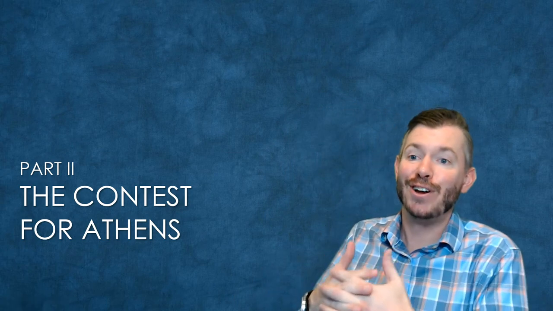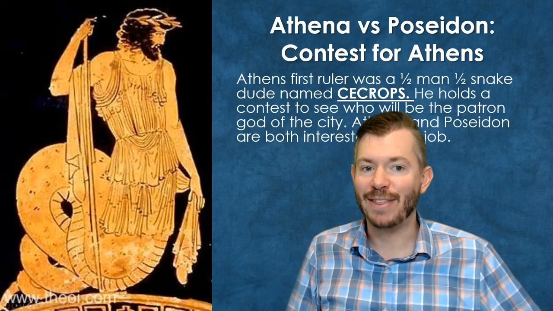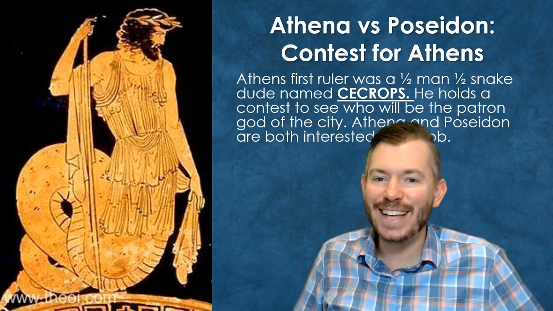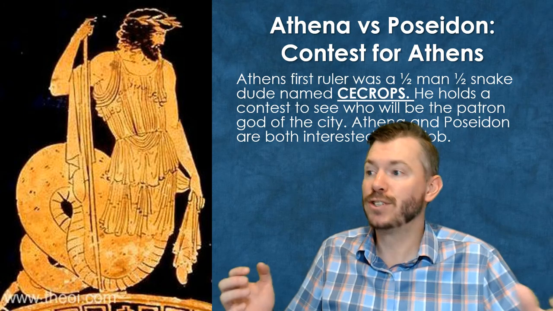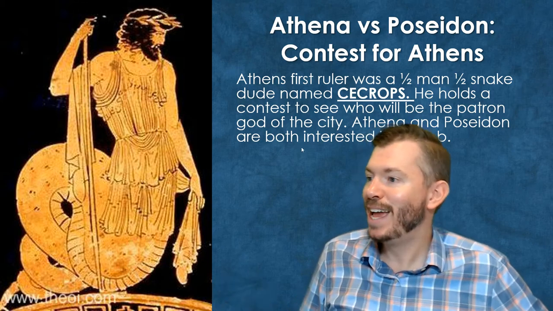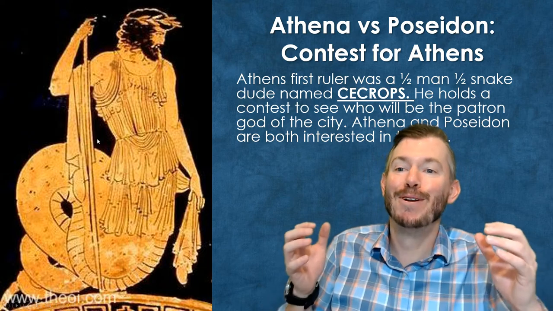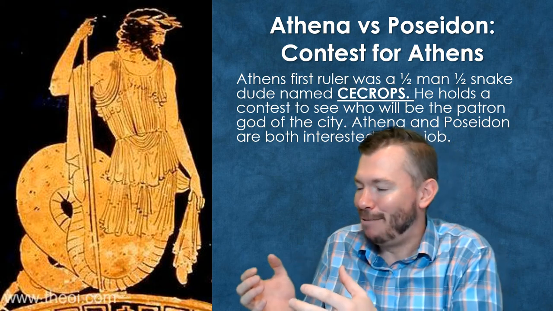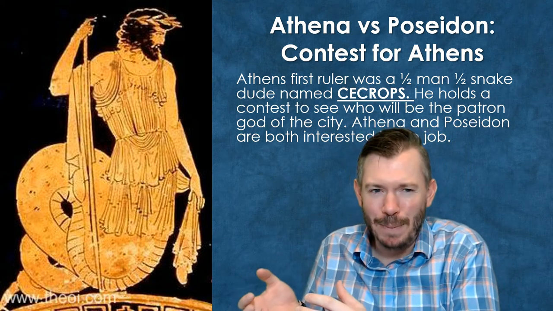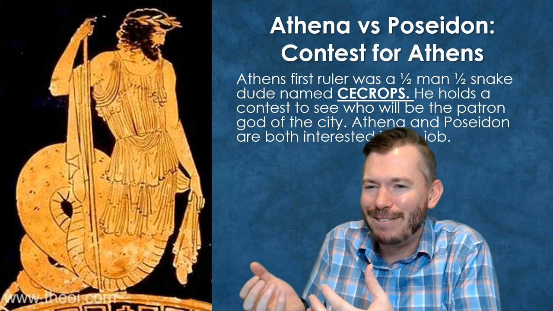All right, so let's take a look at where Athena and Poseidon kind of come together here, right? And this happens in the very early days of Athens, all right? And in the early days of Athens, we go back to the very, very first ruler of the city, this guy named Cecrops. And we can see a depiction of him over here. Now, Cecrops was a pretty weird dude, all right? So he's like half man and half like either fish or serpent or something along those lines. He's kind of like a centaur, but half man, half snake.